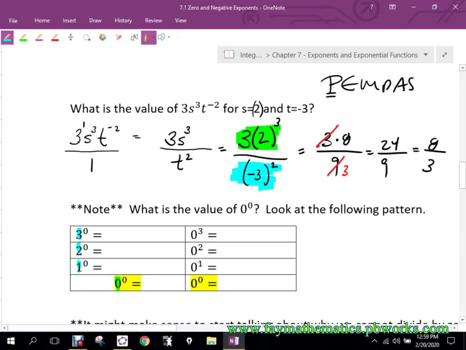So from what we talked about yesterday, what is 3 to the 0? 1. What is 2 to the 0? 1. What is 1 to the 0? 1. Okay? So we've established a pattern with that blue stuff, right? 3, 2, 1, and down to the 0. But each one of those equated to 1. So based on that pattern, what should we argue that 0 to the 0 is? It's 1. Okay, let's just put 1 here.